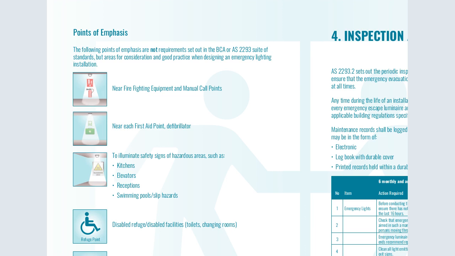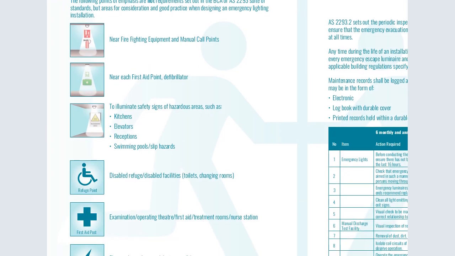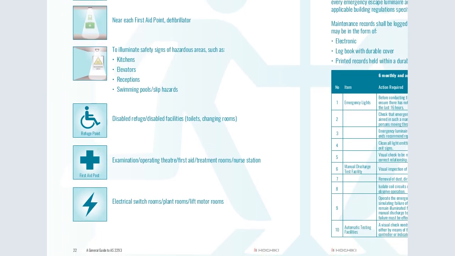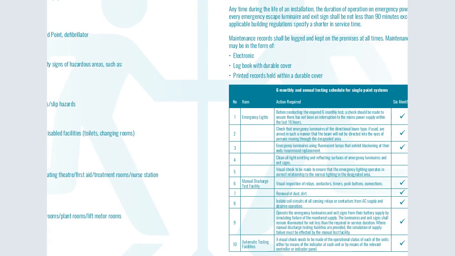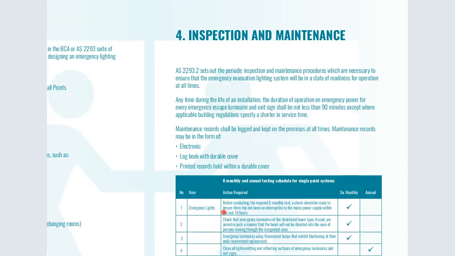And then the disabled refuge, disabled facilities, toilets, and change rooms. This is the way they are illuminated. We have examination or operation theaters, first aid, and then we have electrical switch rooms. This is how they are illuminated for people to be able to see that it is a dangerous place.